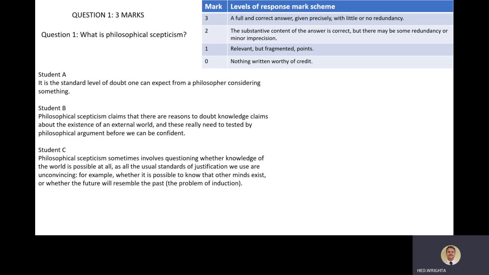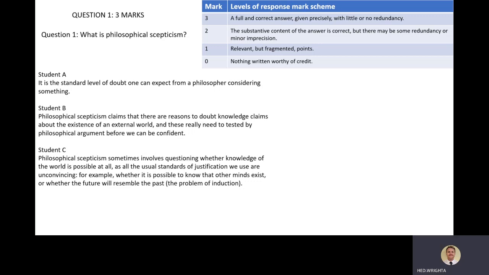It is a standard level of doubt one can expect from a philosopher considering something. Student B, philosophical skepticism claims that there are reasons to doubt knowledge claims about the existence of an external world, and these really need to be tested by philosophical argument before we can be confident. C, philosophical skepticism sometimes involves questioning whether knowledge of the world is possible at all, as all the usual standards of justification we use are unconvincing. For example, whether it is possible to know that other minds exist, or whether the future will resemble the past, the problem of induction.